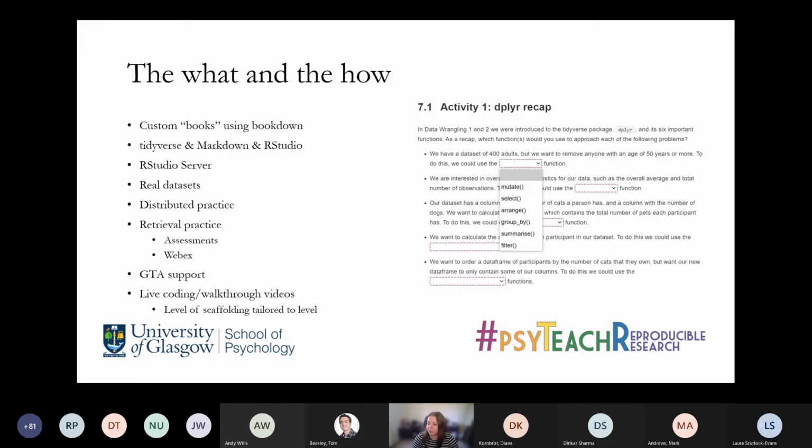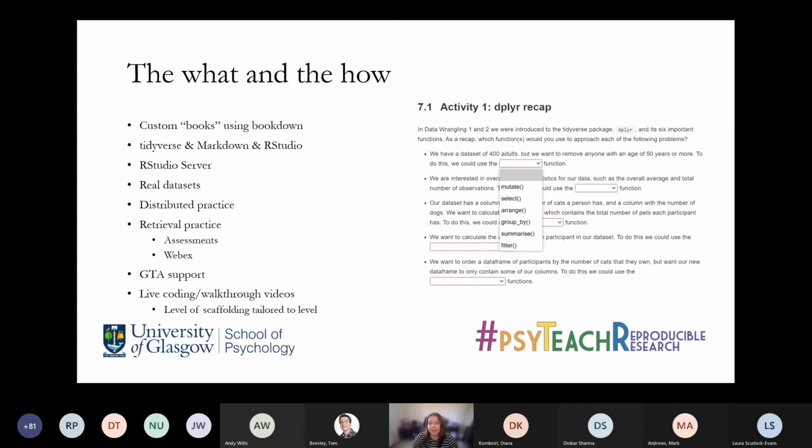We also do have the R Studio server. I have to say that I think it's a really good plan B, but I have had some issues with it this year, and I'm increasingly of the opinion that actually getting students to install on their own machines is worth the initial hassle, but we can argue about that later. We also use real data sets wherever possible, open data sets from published papers if we can, so that the data sets students are working with are real and messy.